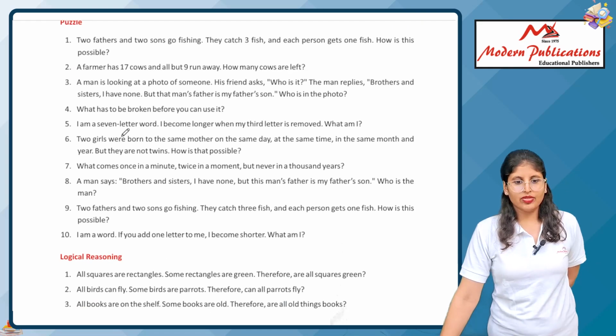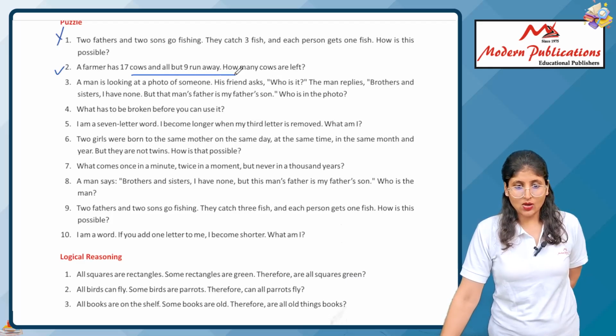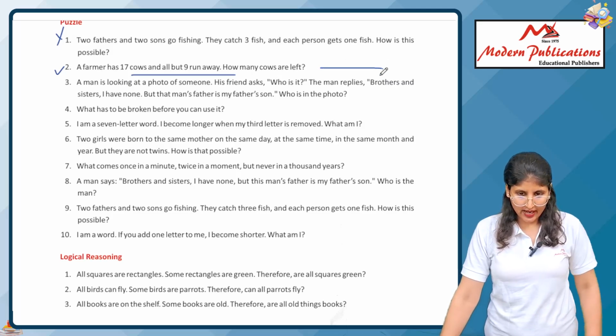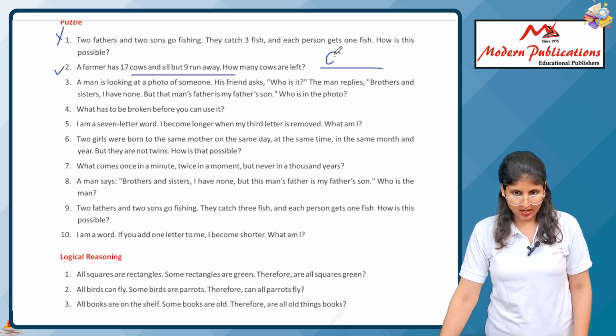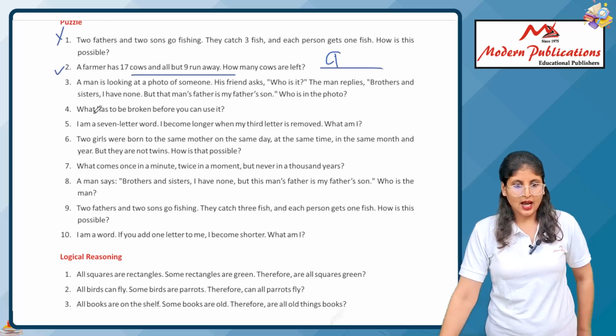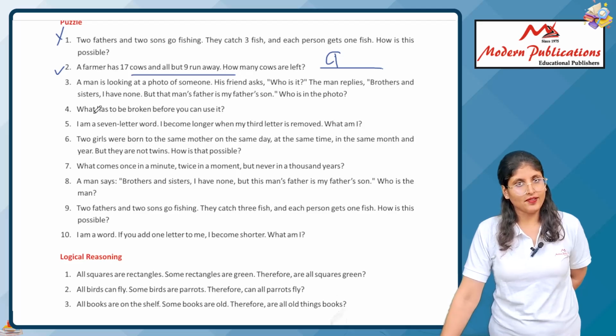Let's try with the second one. First one, don't leave it out. Okay. Second one is a farmer has 17 cows and 9 have run away. So how many cows are left now? So we will see, it's the 9 cows. Yes.